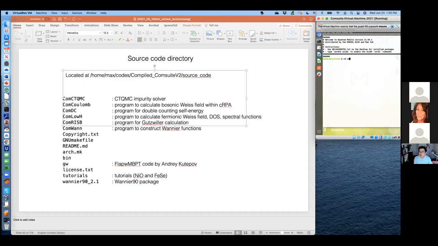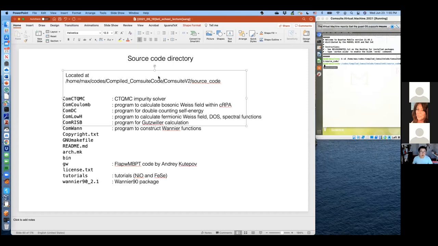So here I'm working in this terminal. The source code is located at home, max, cause, and compiled, in the comsuite code, comsuite version 2, and source code. Yeah, it should be like this. And there, if we just do ls, there are many directories, and we also set up a file to compile the packages.